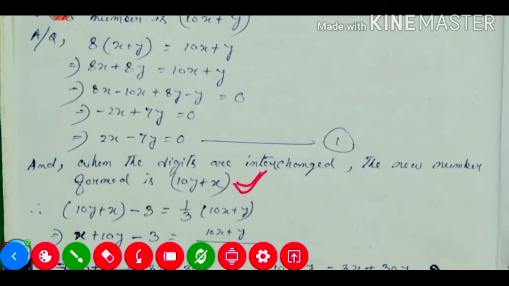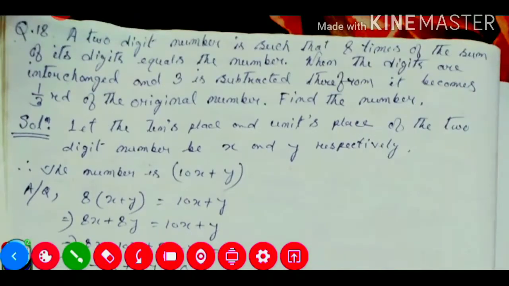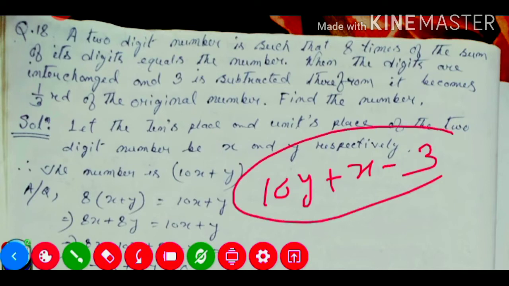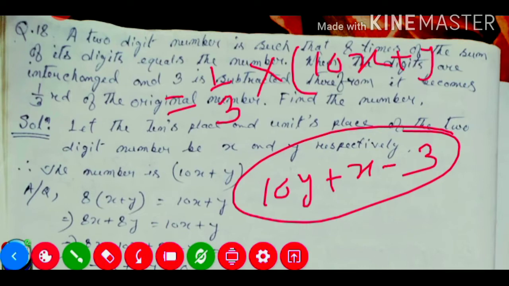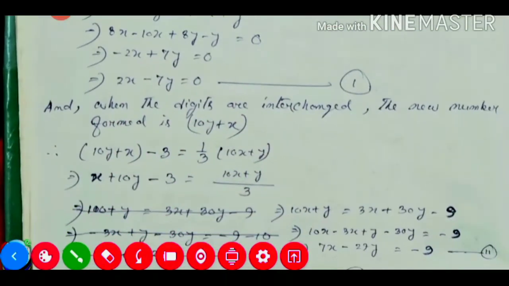Now we understood, I think. Now the question says: when the digits are interchanged and 3 is subtracted from this new number 10y plus x, it becomes 1/3 of the original number. The original number is 10x plus y. So this new number, the interchanged number, minus 3 is 1/3 of the original number. So we write here: 10y plus x is the interchanged number we got. From this number if we subtract 3, it will be 1/3 of the original number.